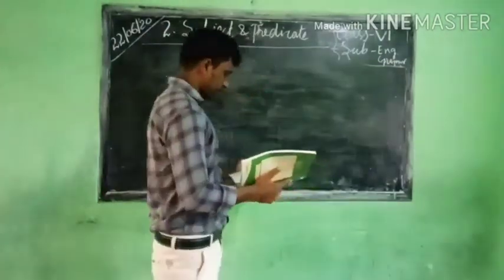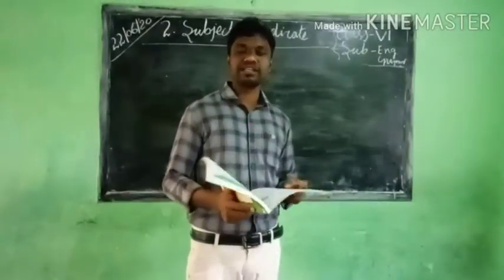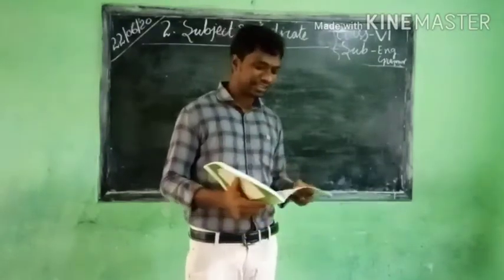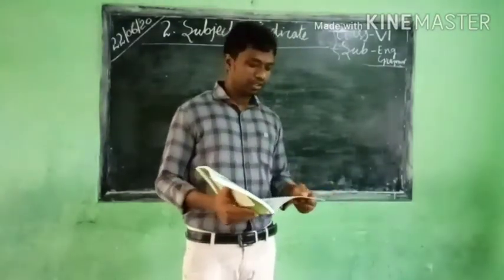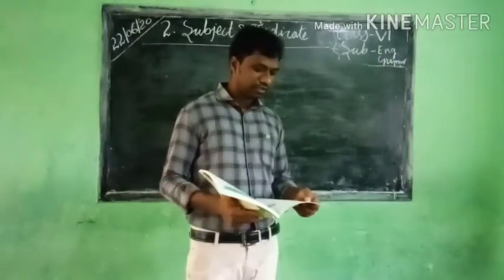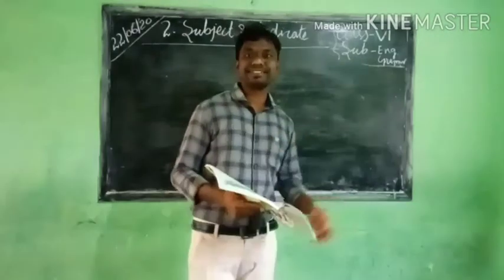Okay. So underline the subject in each of these sentences. Okay. In each of these sentences, we need to underline the subject. That is the question according to B. Okay. So first, under B there are 11 sentences.